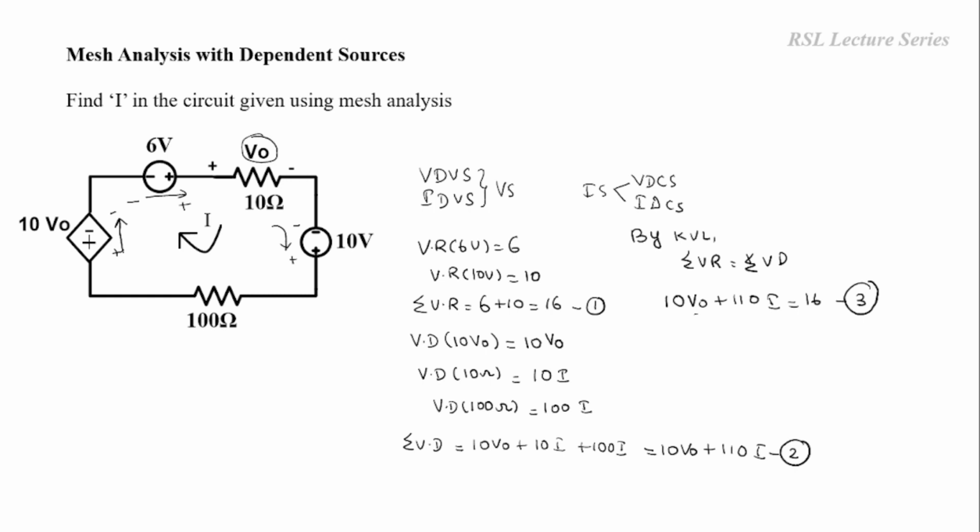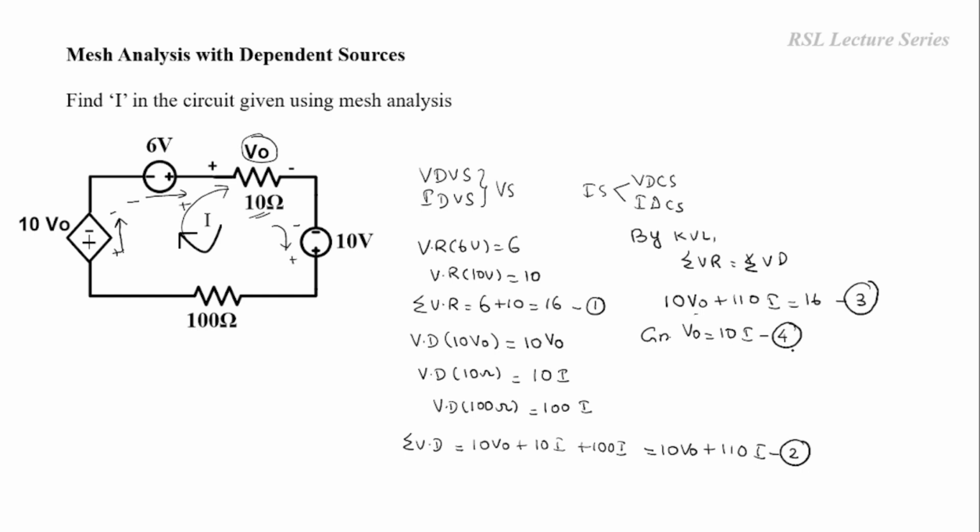So V naught is nothing but the voltage drop across this particular 10 ohms resistor. So we already assumed the I as a current flowing through this 10 ohms resistor. So we can write the V naught as the voltage drop across 10 ohms resistor in terms of I. Okay. So given that V naught is equal to 10 into I. Current flowing through 10 ohms resistor is I and resistance value is 10. So by Ohm's law, V naught is equal to I into R. So 10 into I. So this is equation number 4.